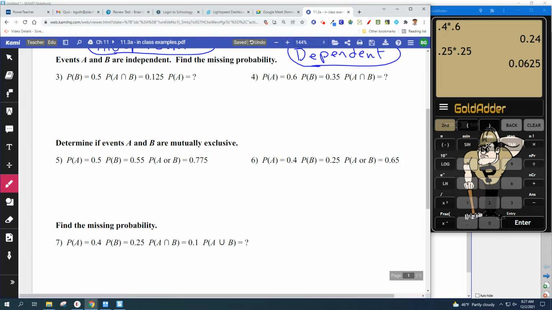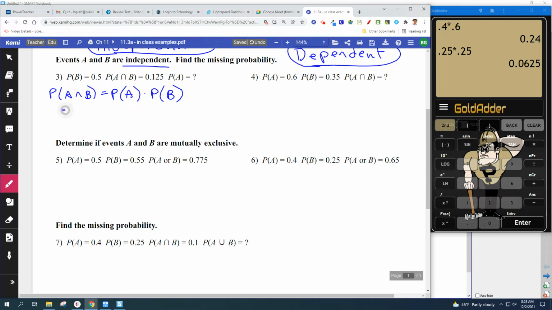Now, problem 3 says events A and B are independent. So it's telling us it's true. We know this is true. Well, we've got a formula for independent. That formula for independent is probability of A and B equals probability of A times probability of B. They're telling us that this is true. So we know this is true. So let's just plug in.